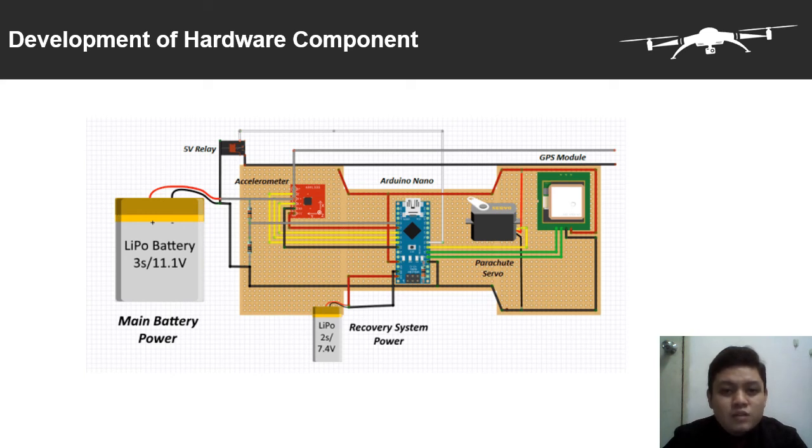And last but not least, the GPS module. The GPS module is used to determine the position of the drone. If the drone exceeds the predetermined range, the recovery system will take over and cut power to the main system. Once the power is cut, the recovery system will deploy the parachute and land safely.